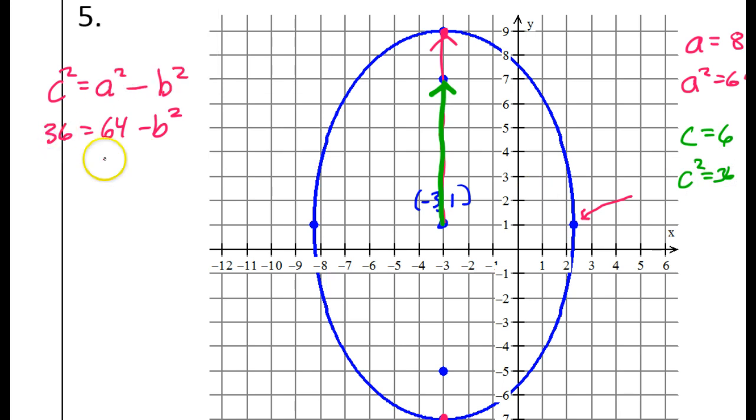So 36 is equal to 64 minus b squared. Adding b squared to both sides and subtracting 36 gives me b squared is equal to 64 minus 36. What's 64 minus 36 real quick? 28. So b squared is 28.